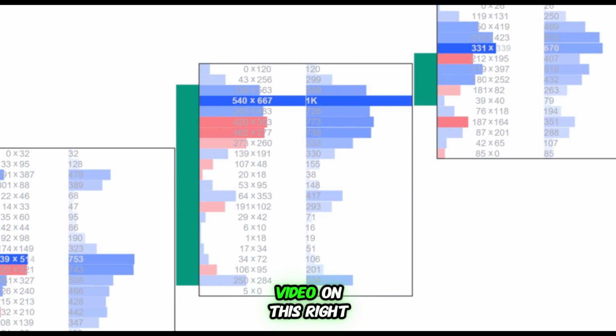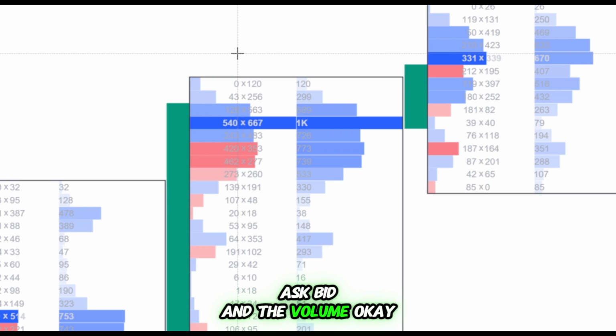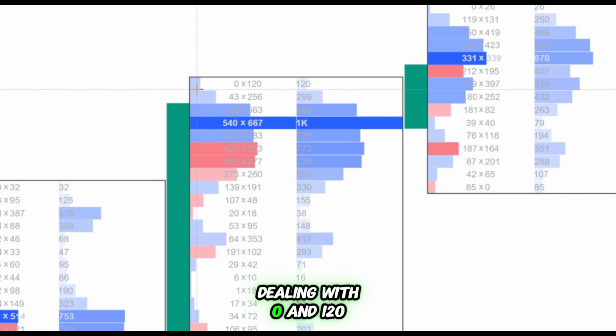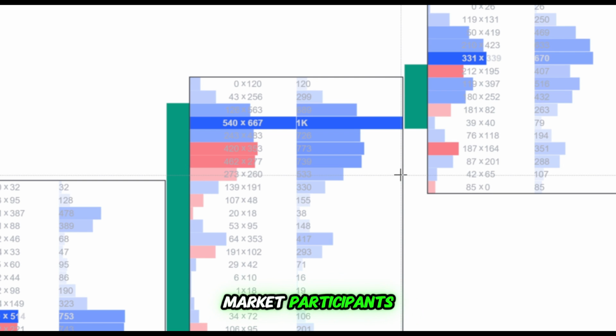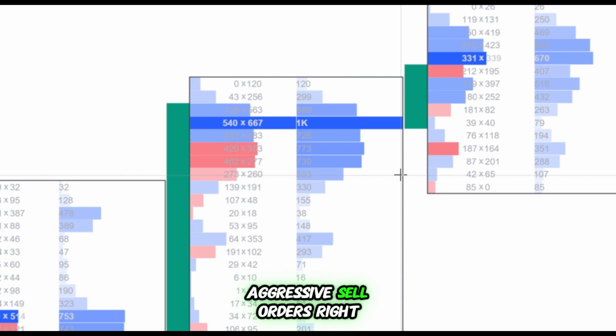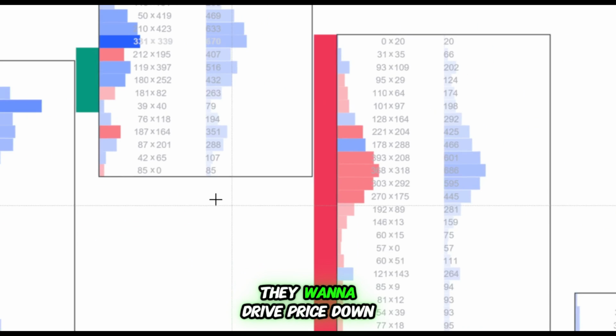I've made a previous video on this, so we're just going to quickly recap what we mean by the delta, ask, bid, and the volume. We have a number on the left and a number on the right. In this case, we're dealing with 0 and 120. The number on the left represents the bid and the number on the right represents the ask. The key thing to understand is that the left number, the bid, represents all of the market participants going in with aggressive sell orders. They're going in with market orders as aggressive sellers, so they want to drive price down.